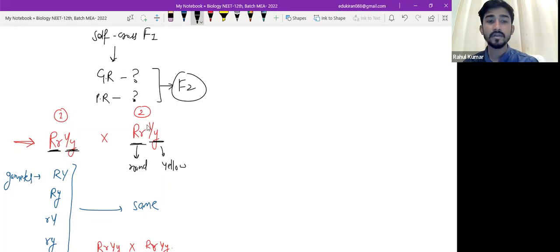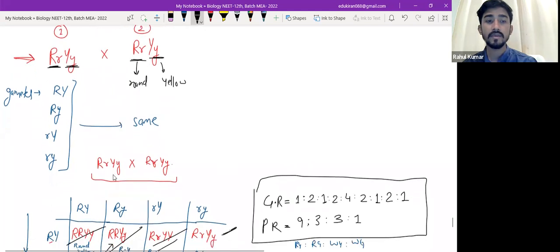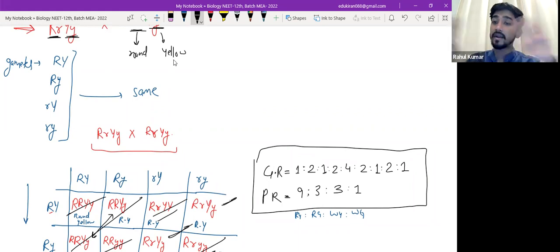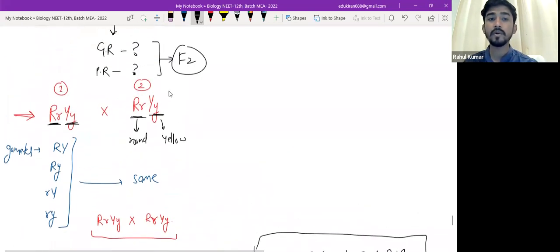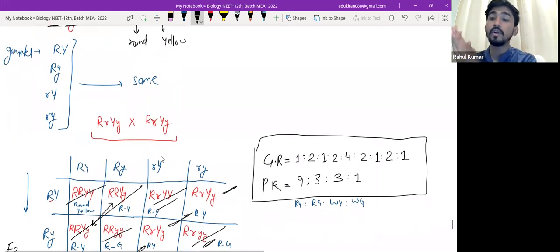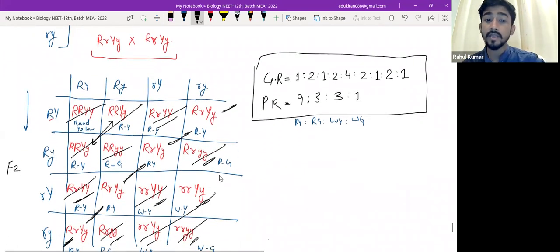But this pair got segregated when you make gametes, and when the combinations come back again in a zygote, the round and yellow get segregated independent of each other. No character influences the segregation of another character, is what this law says. If round and yellow are coming from one parent, it is not true that in every child round and yellow will go together. Do you understand? In some kids, there will be round and green also.